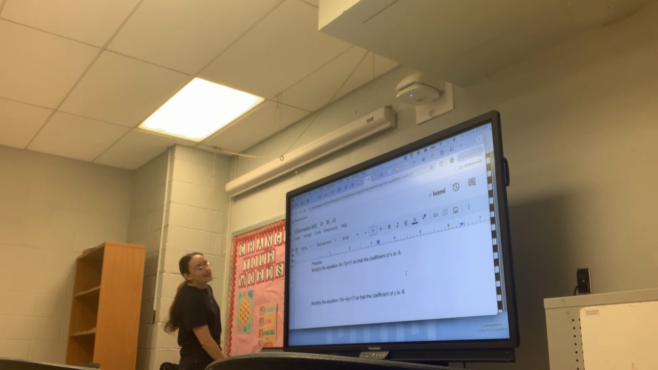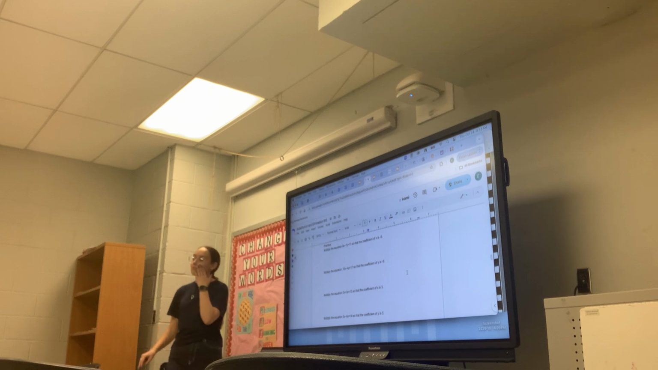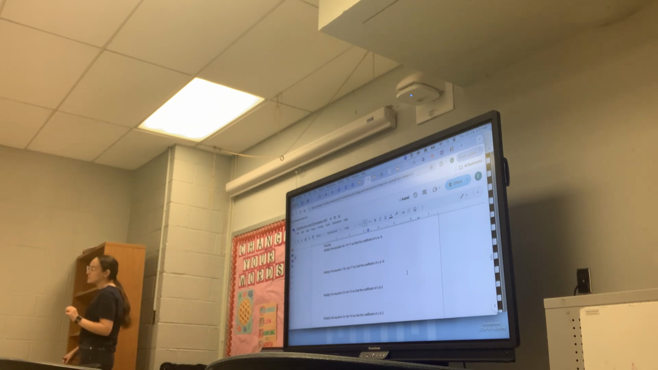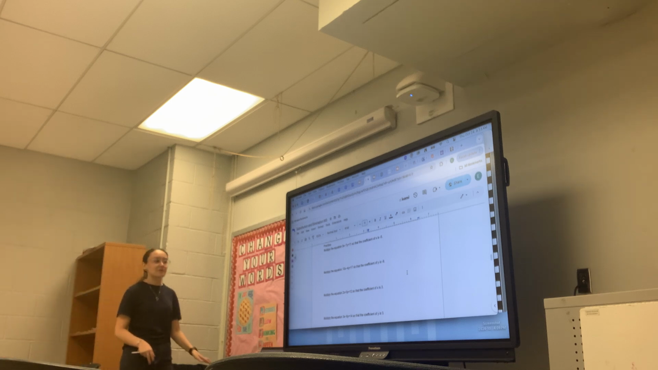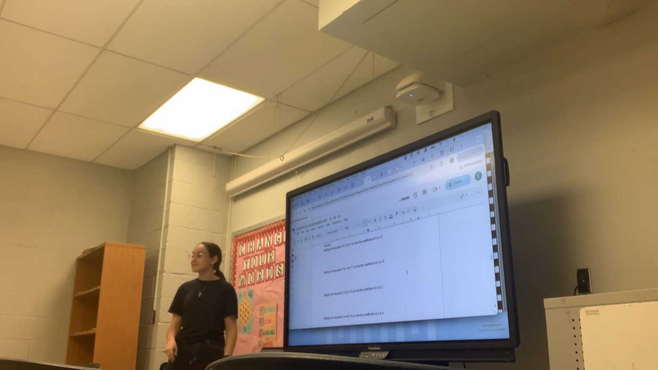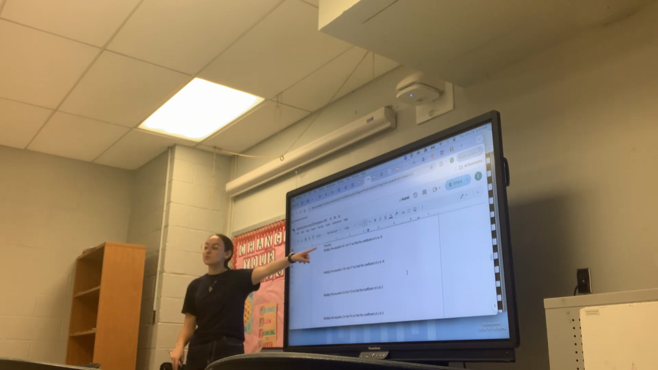On the bottom of your page is practice problems for coefficients. So who could tell me the definition of coefficient again? It's on your paper. Go ahead, Bashir. The number multiplied by a variable. So there's a lot of numbers and a lot of variables. So it's going to tell us what we want.